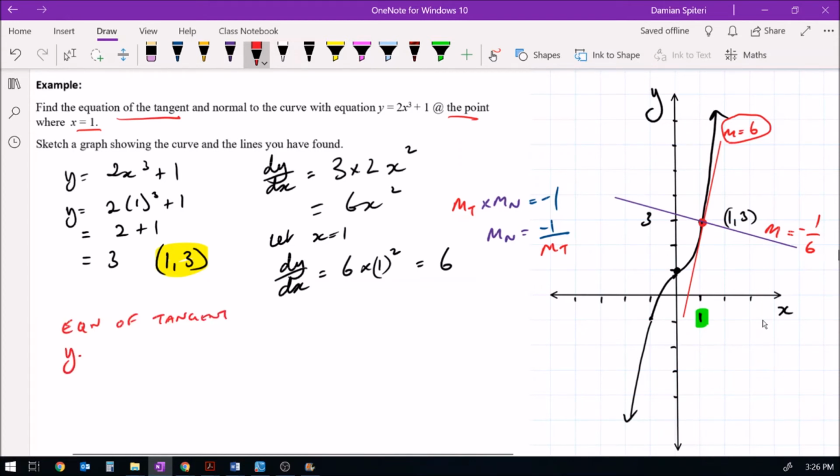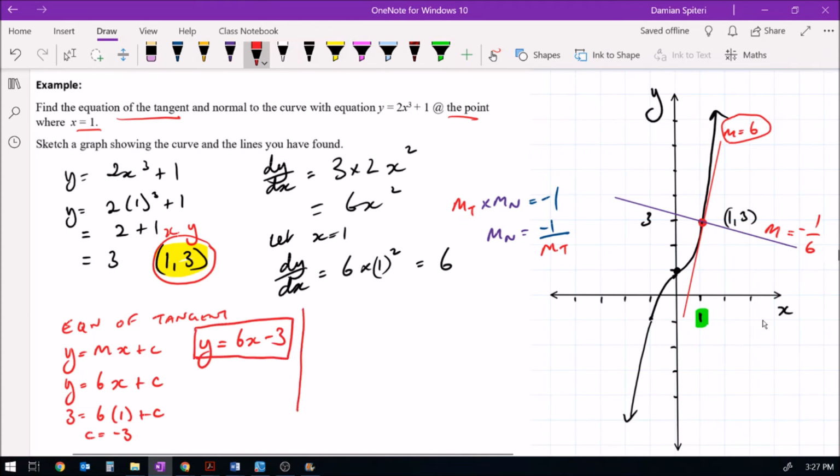Well, we know y equals mx plus c. y is equal to the gradient of the tangent, which is 6x plus c. And we know this point here can be substituted in for x and y because that point exists on the red tangent line. So 3 is equal to 6 times 1 plus c, and we get c is equal to 3 minus 6, which is minus 3. So the equation of the tangent is y equals 6x minus 3.